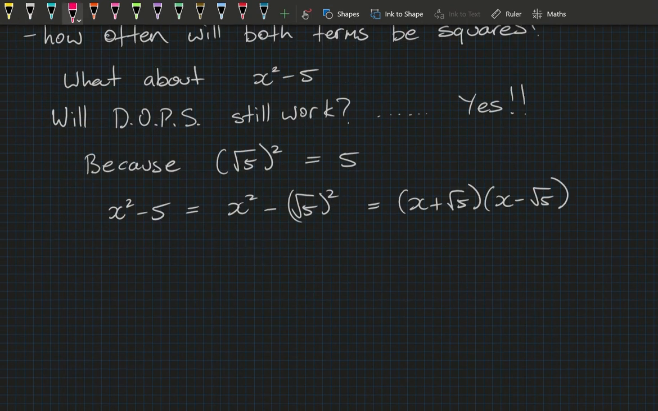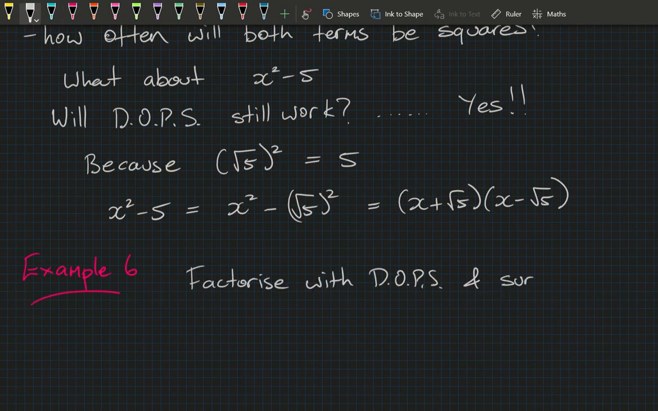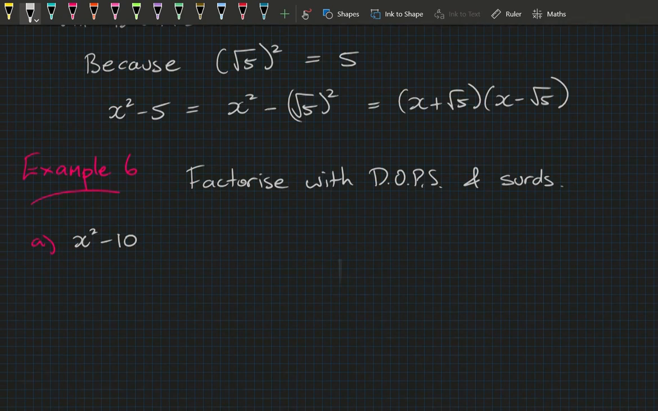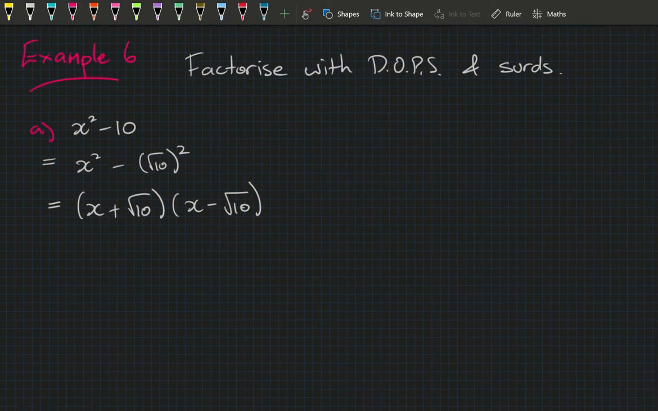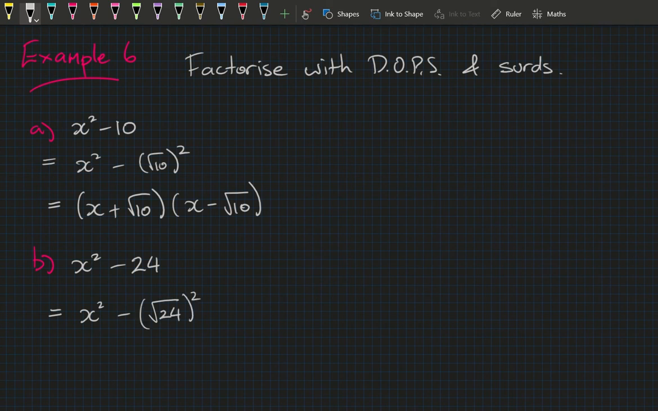Alright, let's put this into action with example 6, where we're going to factorise with difference of perfect squares and surds. Okay, first up in part A, we've got x squared minus 10. So we know that's equal to x squared minus the square root of 10 squared. So therefore we have x plus the square root of 10 times x minus the square root of 10. Alright, let's move on to part B, where we've got x squared minus 24. And that's equal to x squared minus the square root of 24 squared, which is equal to x plus the square root of 24 times x minus the square root of 24.